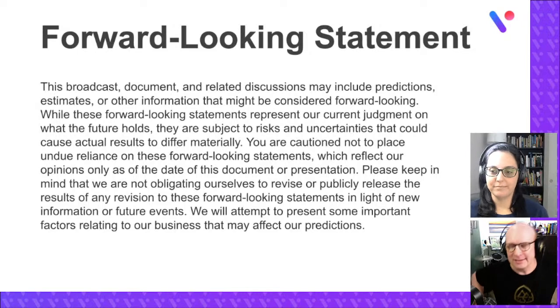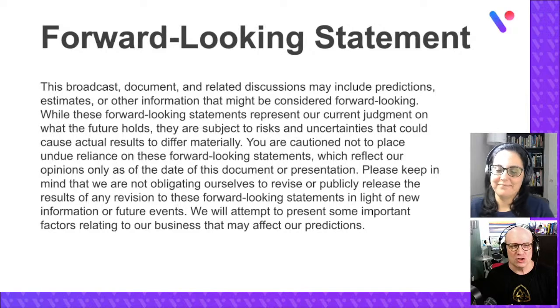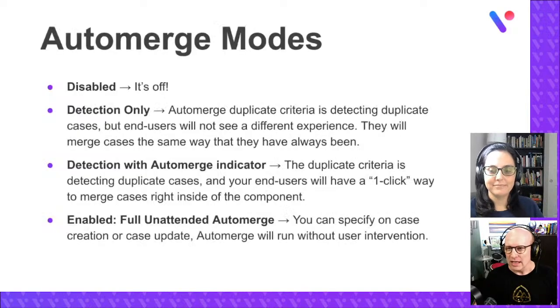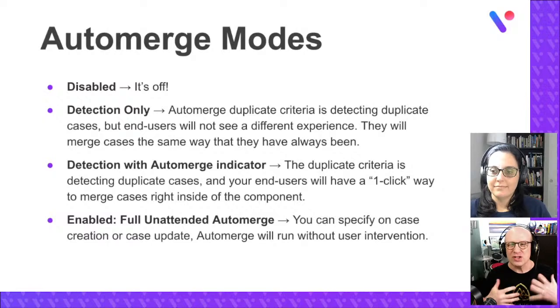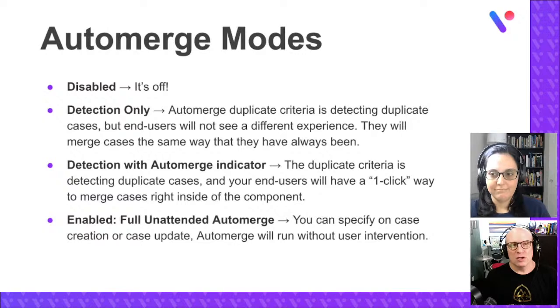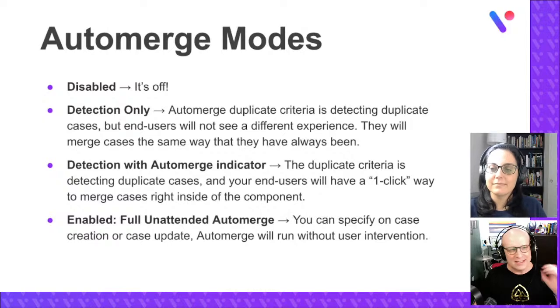So, Thais, let us start and consider what we're going to do today. Let's talk about the different modes of Automerge. We've got the first, very simple mode. What does disabled mean? That means that Automerge is not running. It's not doing anything at all in your org. It's off. Disabled is great if you don't want to use Automerge.